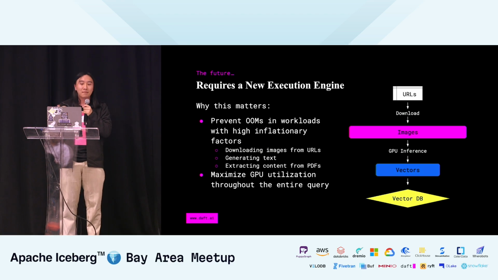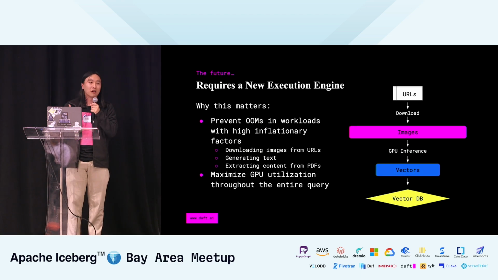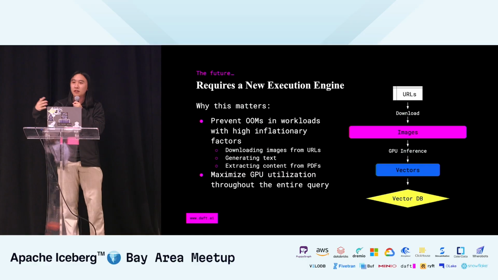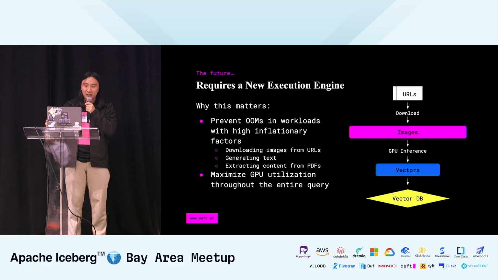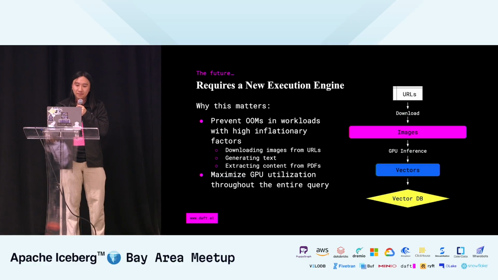The second one is that it maximizes GPU utilization throughout the entire query, because with streaming execution, you're able to do both GPU compute and I/O at the same time, essentially, with different morsels of your data.